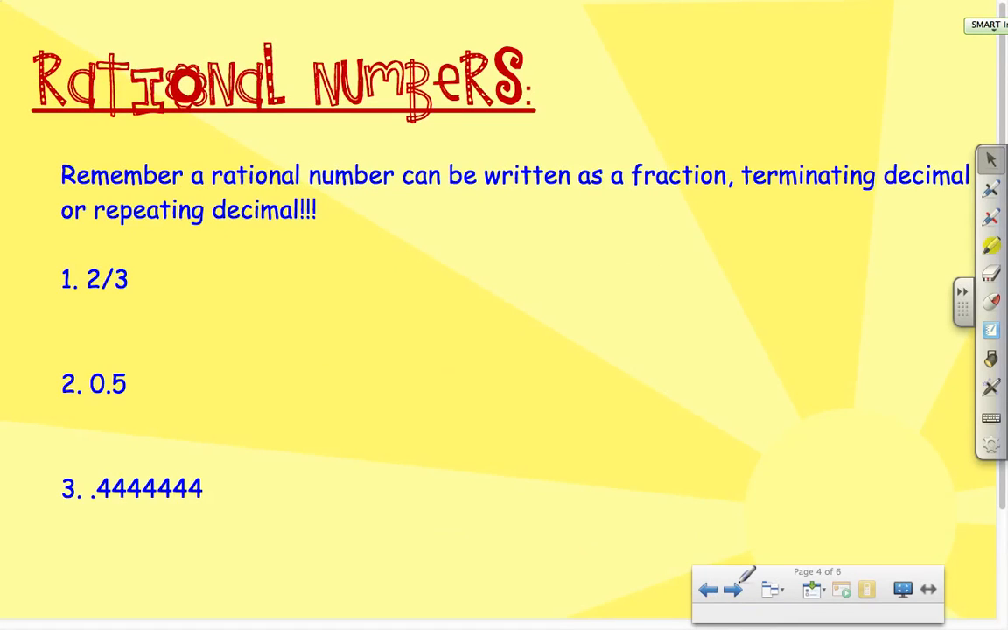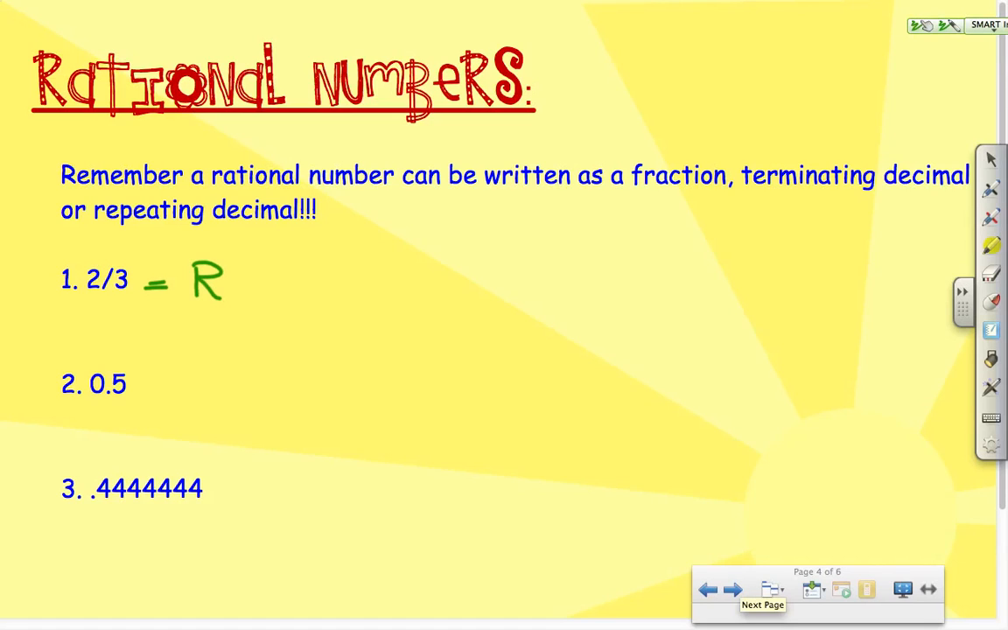Now let's take a look at some rational numbers examples. Remember that a rational number can be written as a fraction, a terminating decimal, or a repeating decimal. And I'll show you how terminating decimals and repeating decimals, we can turn those into fractions too. But 2/3 is definitely going to be a rational number because it can only be written as a fraction. So this is going to be rational.